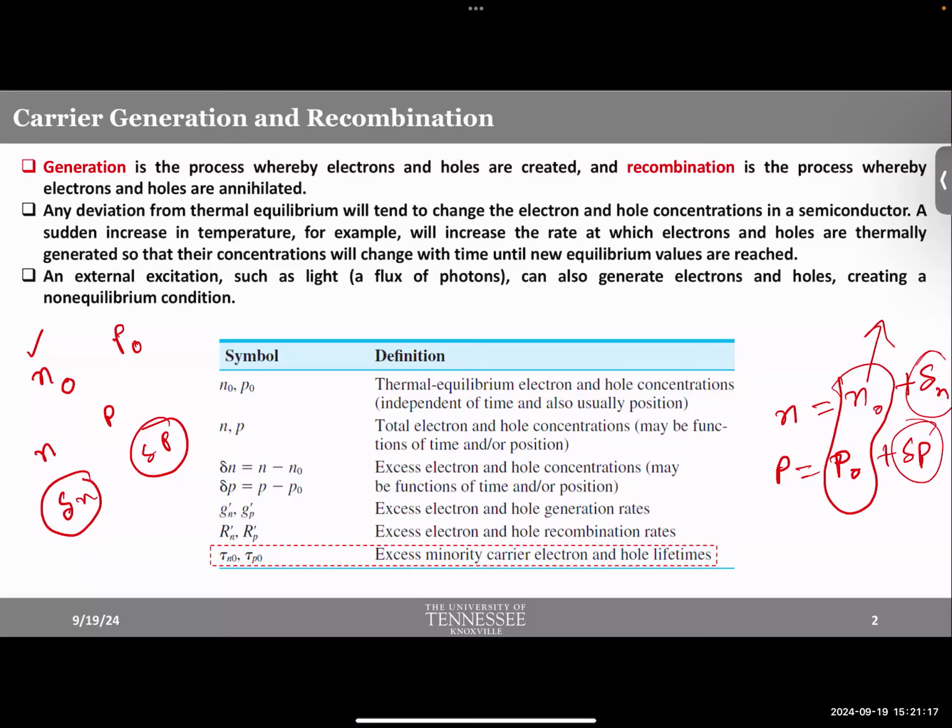Are you guys still with me? When you dope a semiconductor, that dopant level will create some electrons in the conduction band or holes in the valence band, depending on how the doping is. Is it N-type doping or P-type doping? Remember, those electrons and holes were not generated in pairs. You either create electrons or create holes using doping. Don't forget that. All of those concepts are piled inside this one, N0 and P0.